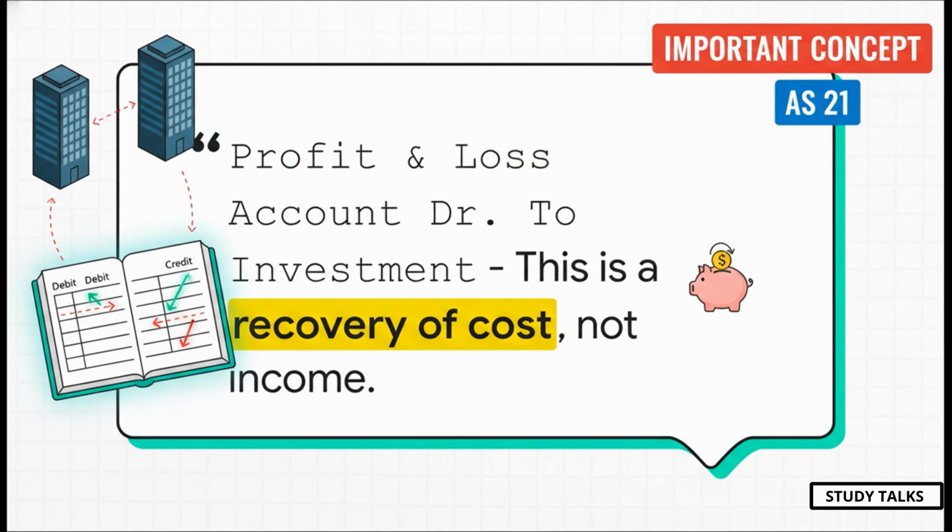A dividend paid from pre-acquisition profits is not income. You have to think of it as getting some of your money back, a recovery of the price you originally paid for the investment. So the correct entry is to reverse that income out of the P&L and instead credit your investment account, reducing how much it's worth on your books. This adjustment is so critical.